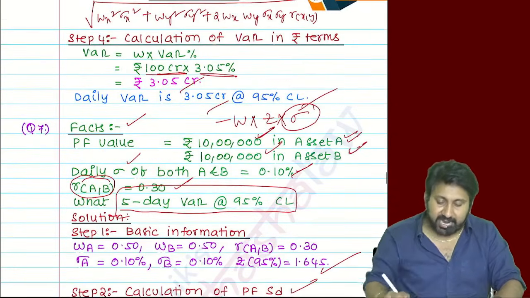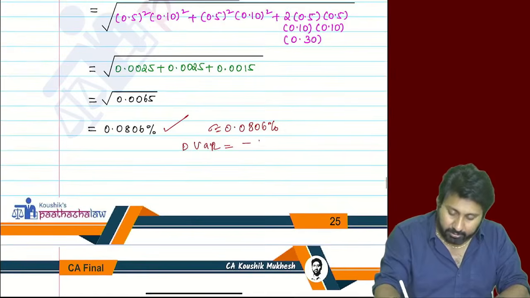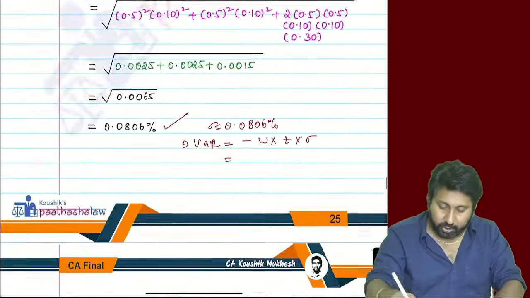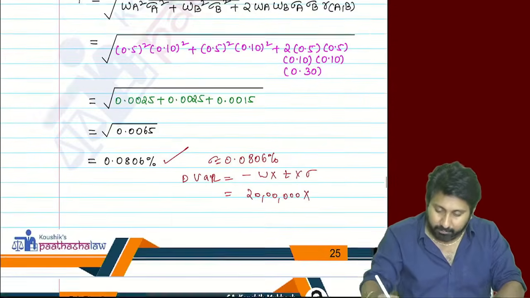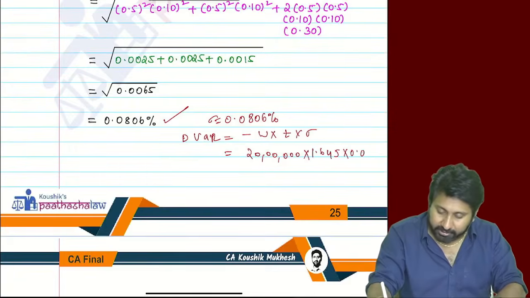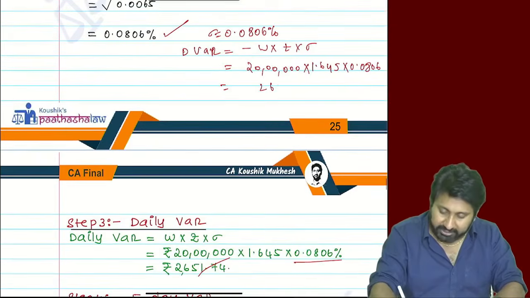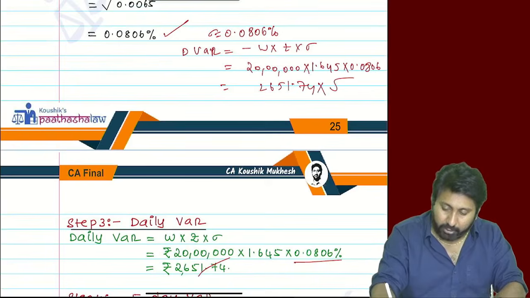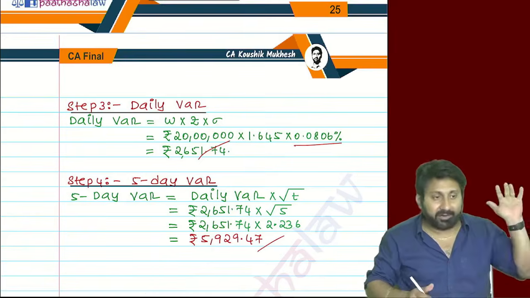This is the daily standard deviation. He asked for 5-day. First, let us calculate daily VaR. Daily VaR is amount into Z into standard deviation. How much are you investing? 20 lakh into 1.645 into standard deviation 0.0806. See, 2651.74 into root of 5. 5929 is the 5-day VaR.